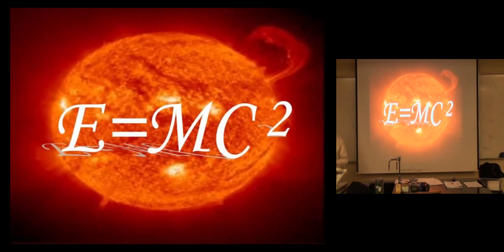But this is it, and never forget it. It's E equals mc squared, and c is a huge number. So small mass, big energy. Any questions about that? It's not an obvious thing.